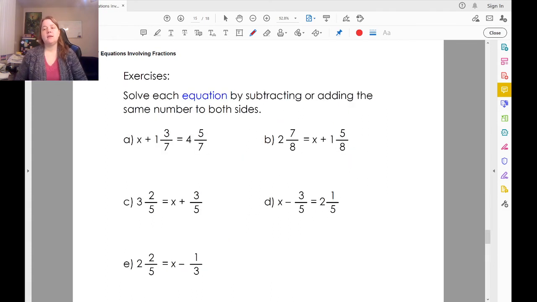Okay, go ahead and give these a shot. Now we're working with mixed numbers. Same thing, just now we're working with mixed numbers. Pay close attention to the sign so that you're using the inverse, or essentially the opposite, operation.